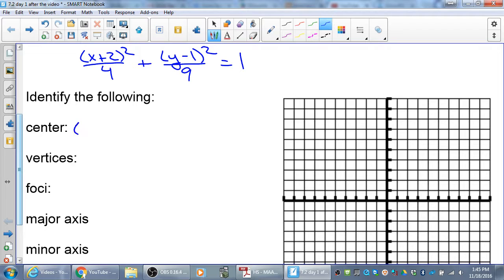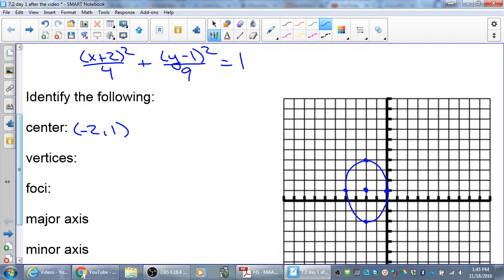The center is -2, 1. Don't forget to do the opposite, of course. Easy to miss that if you go a little too fast. Well, let's get the information as we go. We got -2, 1. And then because 4 is under the x, from the center, to find 2 more points, we go right and left 2. We do the square root of 4. Right and left 2. And then because 9 is under the y, we'll go up and down 3. So up 3, down 3. And that's enough to graph the ellipse.